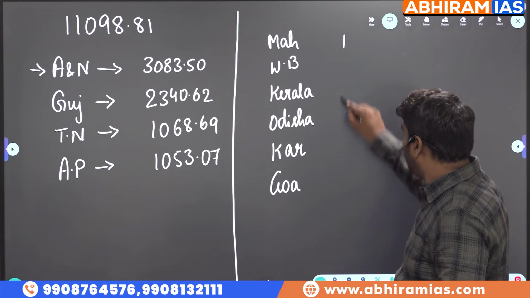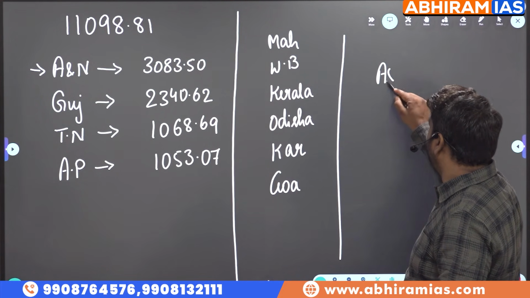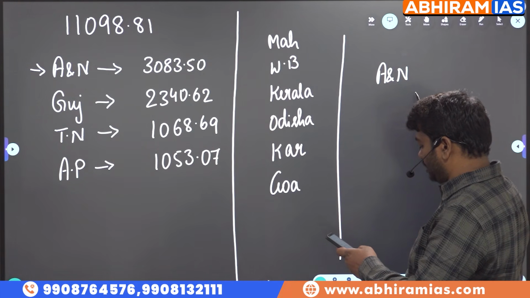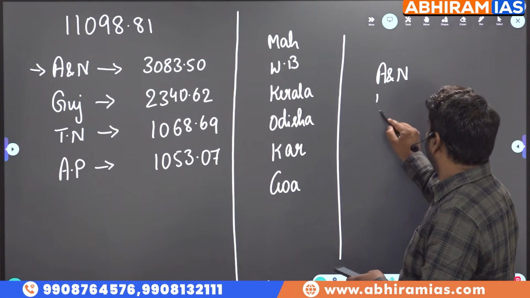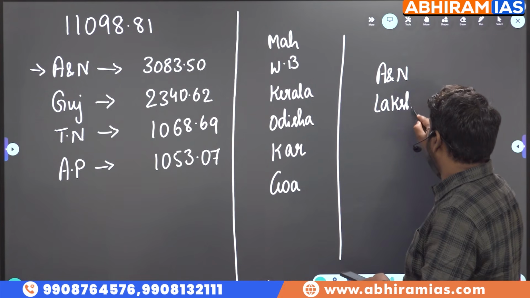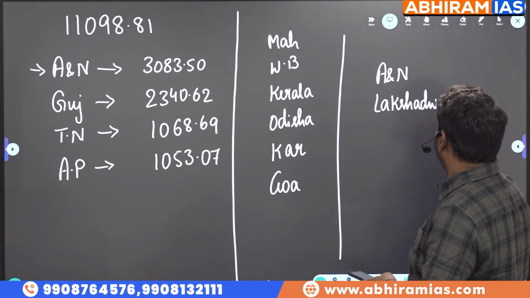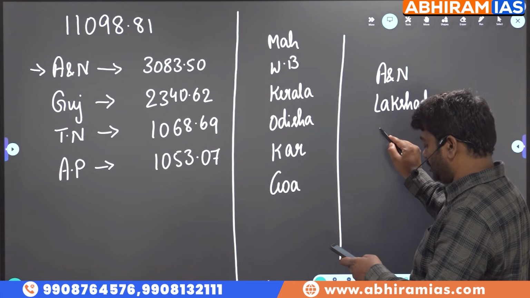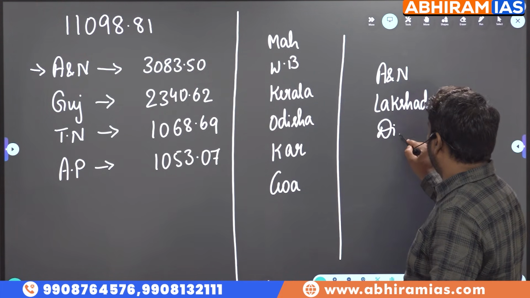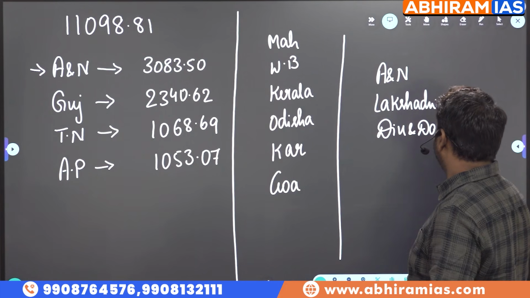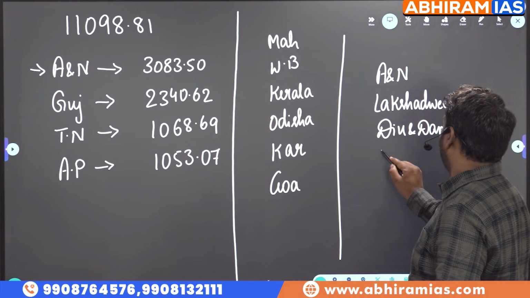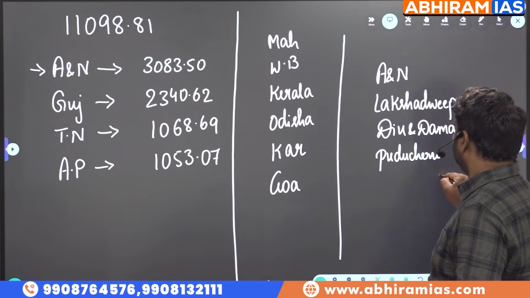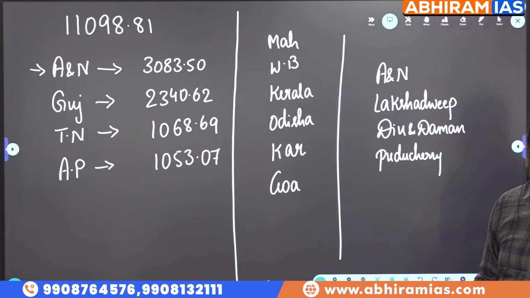After this, if you take union territories, Andaman and Nicobar is highest. Second is Lakshadweep. Third, Daman and Diu. Fourth is Puducherry. Last you should remember, first you should remember.